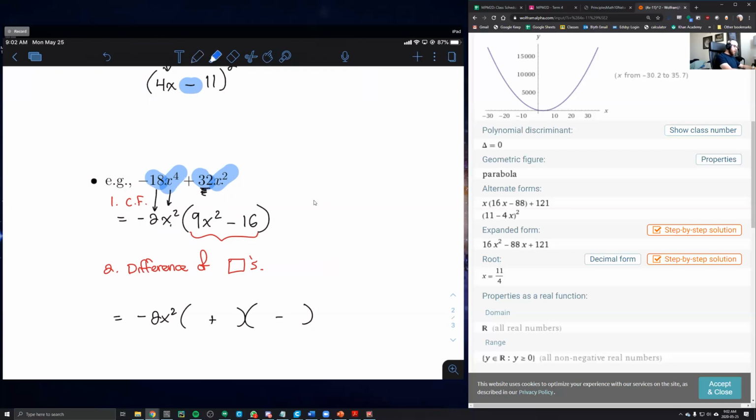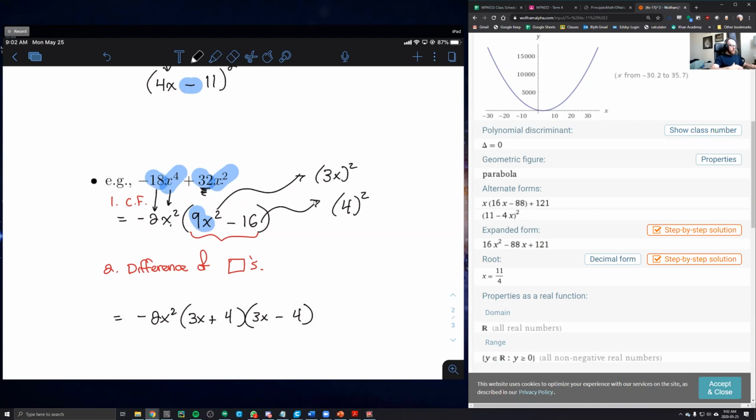The first piece here, the 9x squared, I recognize that 9x squared is 3x all squared. I know that the 16 is 4 squared. So indeed, I'm dealing with a difference of squares here. And so the way that I finish this off, I go 3x plus 4 and 3x minus 4. And that's it.